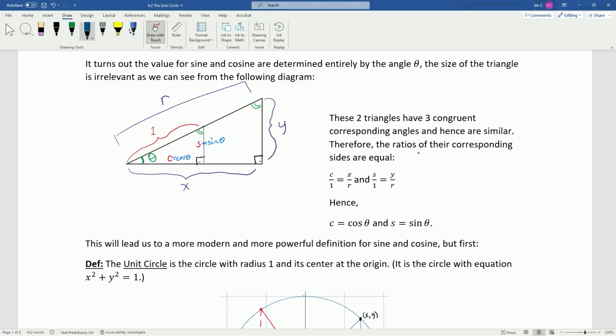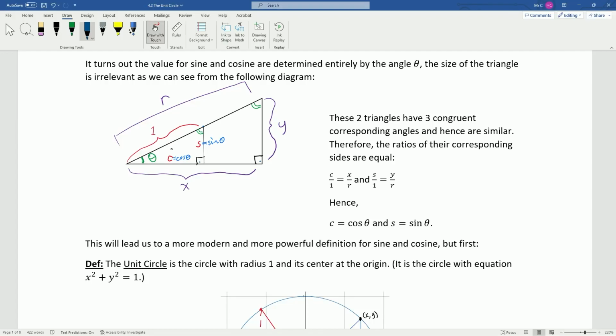By definition, the ratios of their corresponding sides are equal. Let me try saying that again. When we have similar triangles, that means immediately that the ratios of their corresponding sides are equal. So this is a fact from geometry. So when we look at this picture, what that tells us is that this side C divided by 1 will be equal to x divided by r, and the side S divided by 1 will be equal to y divided by r. And hence C equals x over r, which is cosine of theta, and S equals y over r, which is sine of theta.